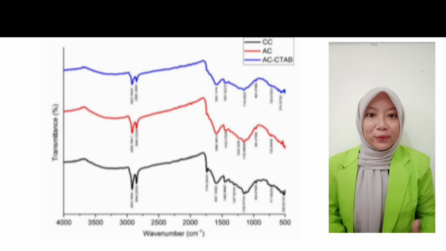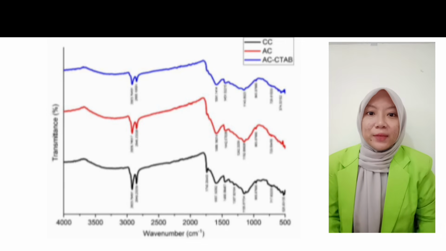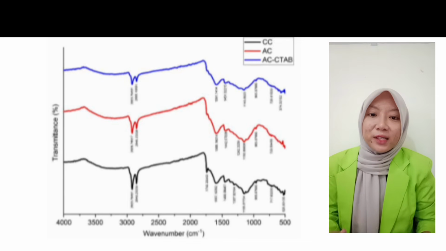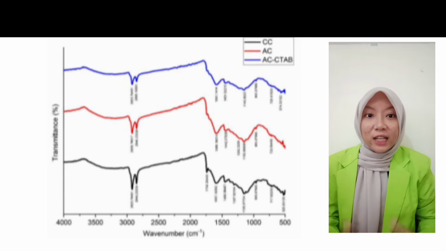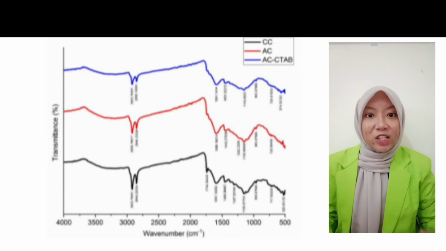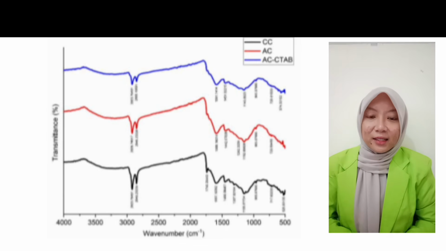Sulfuric acid activated carbon and CTAB modified activated carbon showed similar spectral patterns because they were derived from the same chemical precursor, the Carica seeds. However, several changes in the absorption bands were observed after sulfuric acid activation and CTAB modification, indicating alteration in the surface chemical characteristics.